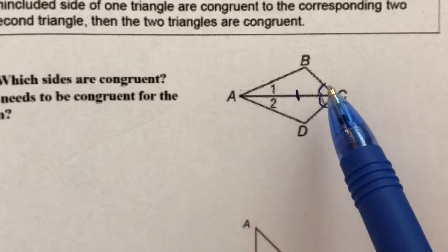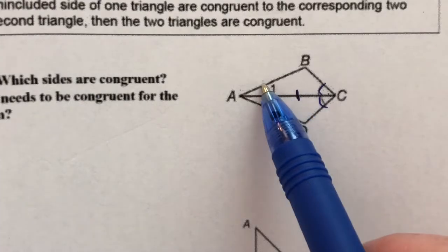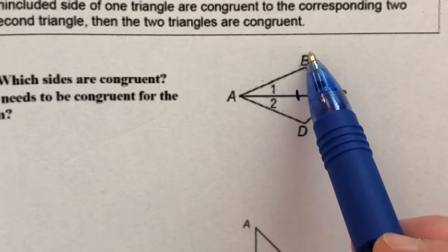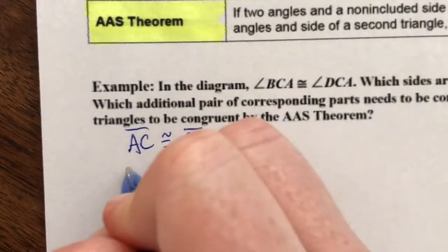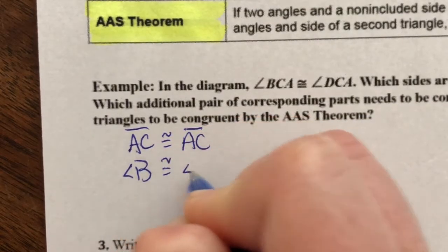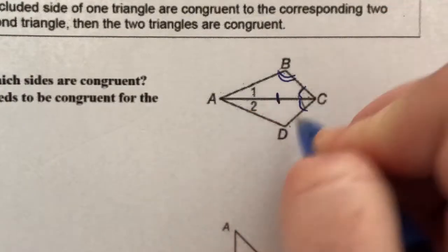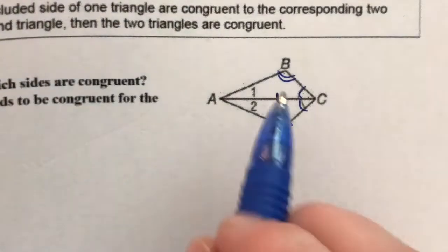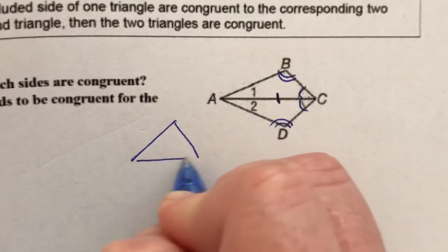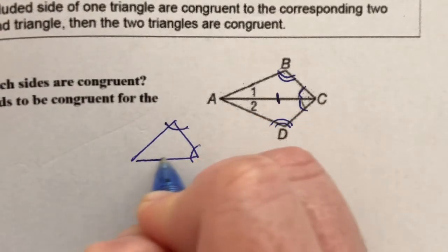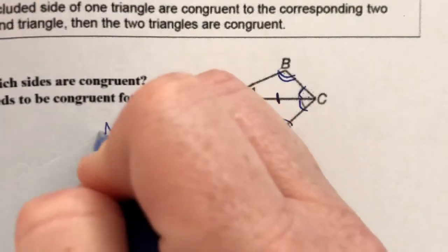So the only other angle left, there's 3 of them, I already marked one congruent. I need to mark one more, and it can't be this one, so it has to be angle B. Angle B has to be congruent to angle D. So I'm going to say angle B congruent to angle D. If these angles are congruent, then I've got angle, angle, side, right? If I kind of drew out just one of these, I've got this angle, and this side congruent. And that's what I want for AAS.